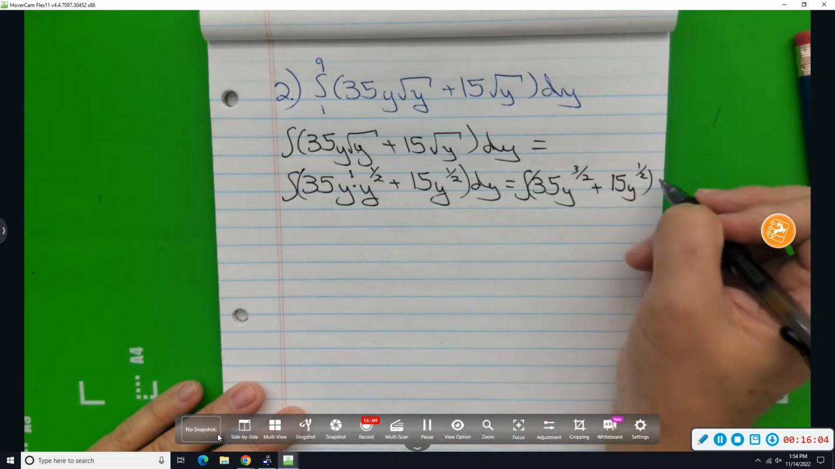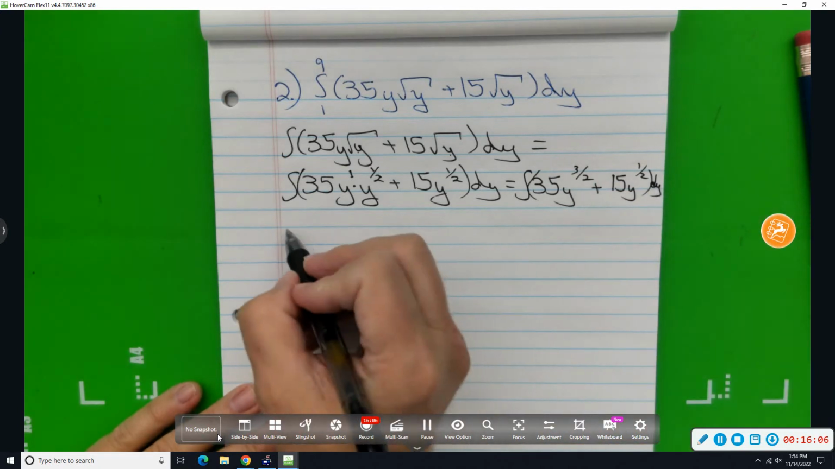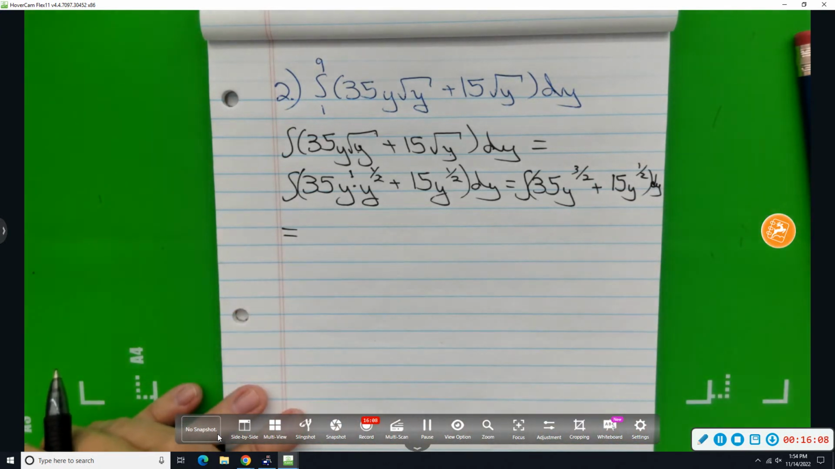Well, I'm running out of room. I should have just come down here. But I think we're ready to, okay, wait.